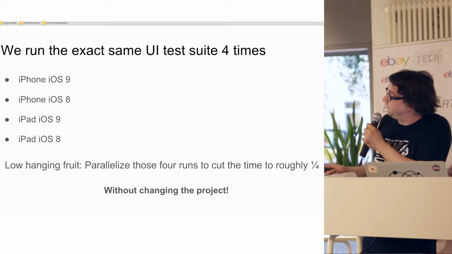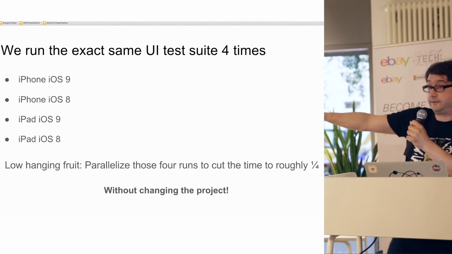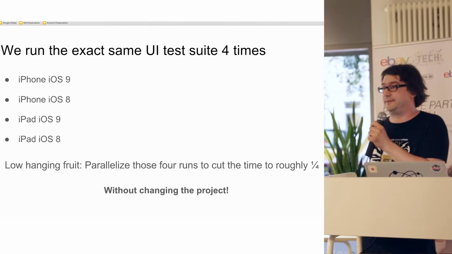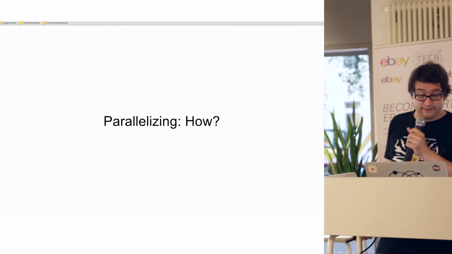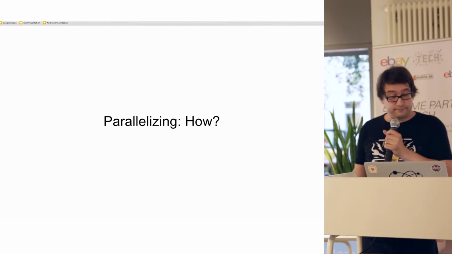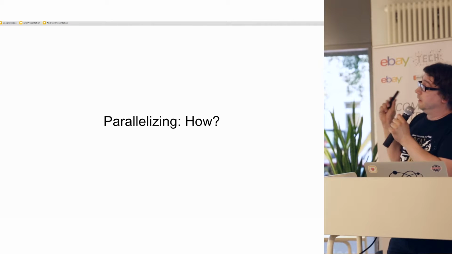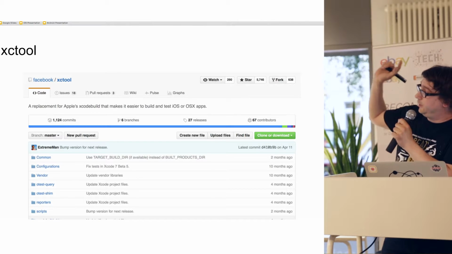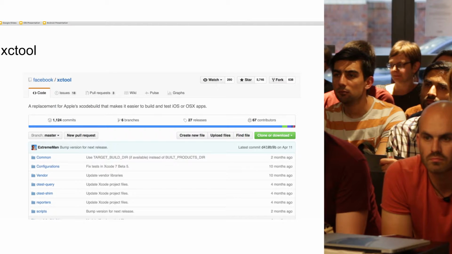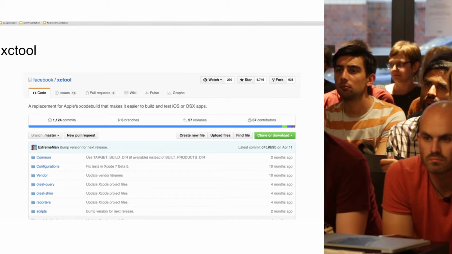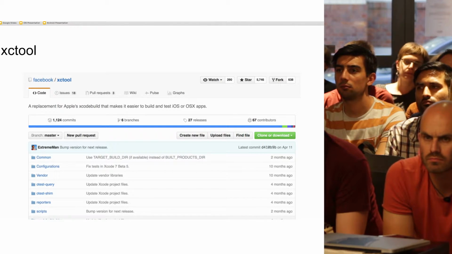So what's next? Yeah, without changing the project. That's the important part here. So the how. The first tool we use is XE tool. It's kind of a stand-in for Apple's Xcode build that builds on the command line. It does roughly the same thing, but it has some things to it which makes it all possible.